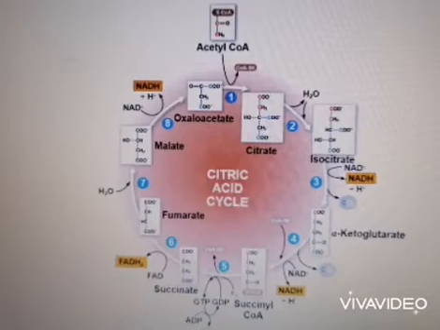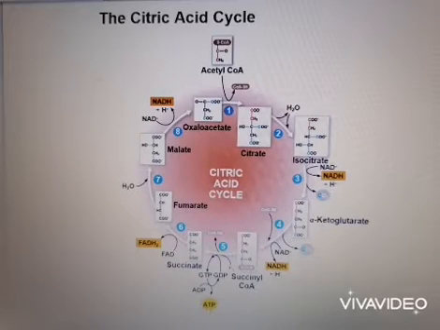The acetyl-CoA is a 2-carbon compound. So the first step will be that acetyl-CoA combines with oxaloacetate, which is a 4-carbon compound, to form citrate, and the resulting molecule is a 6-carbon compound. This reaction is catalyzed by the enzyme called citrate synthase.